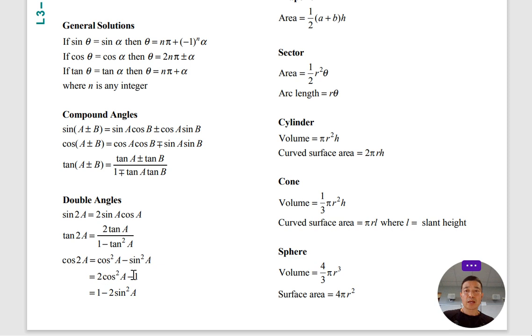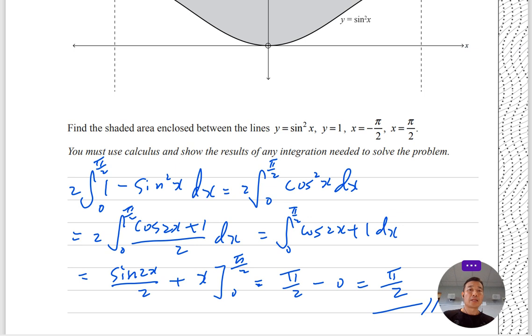So cosine squared x equals what? Cosine 2x plus 1 divided by 2, right? So you have to use this identity. Now, so here, and then you can cancel out 2 and 2. So cosine 2x plus 1, and you integrate: sine 2x over 2 plus 1 becomes x, and you plug in pi over 2 and 0.